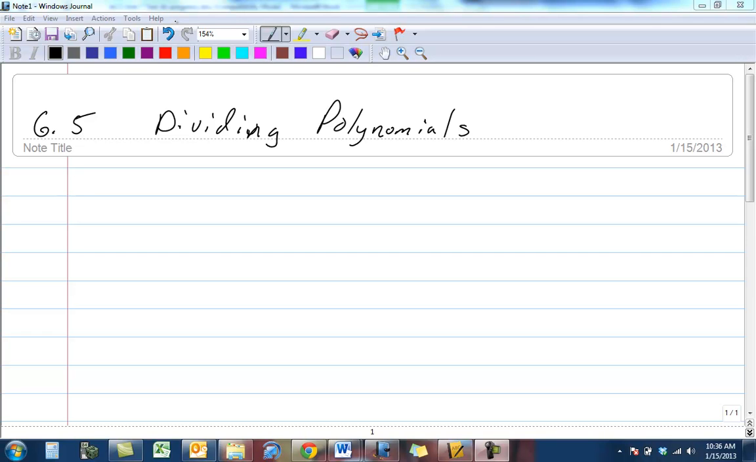The first thing we're going to talk about in 6.5 is dividing polynomials. Now we've added polynomials, 4x squared plus 6x squared. We've subtracted them. We've even multiplied them, something like 4x times the quantity of 2x plus 7. We've done this stuff, but we haven't divided yet.